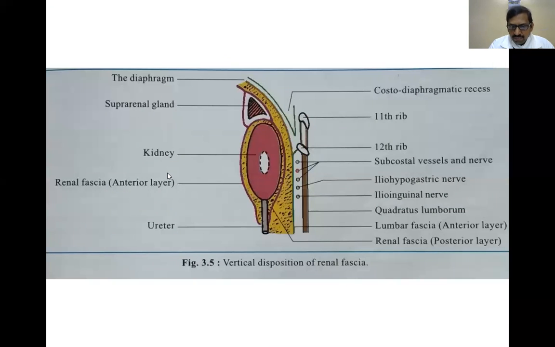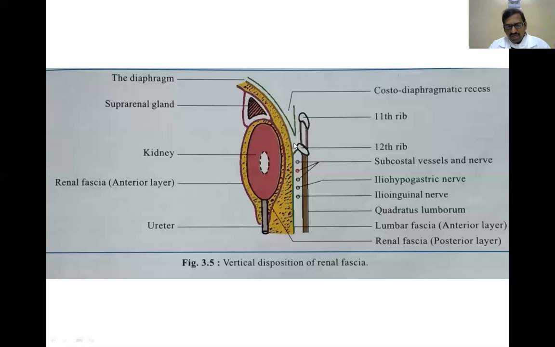You see here, this is the posterior surface of the kidney, and these are the upper relations, and these are the lower relations. The upper relations are, first, the diaphragm, and inside the diaphragm there is the costodiaphragmatic recess of the pleura, and the 11th and 12th ribs and intercostal muscles. On the left side, the 11th and 12th ribs; on the right side, only the 12th rib. These are the upper relations.